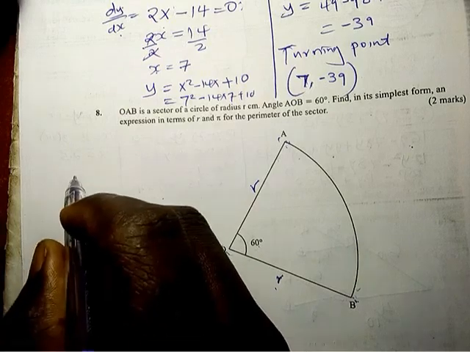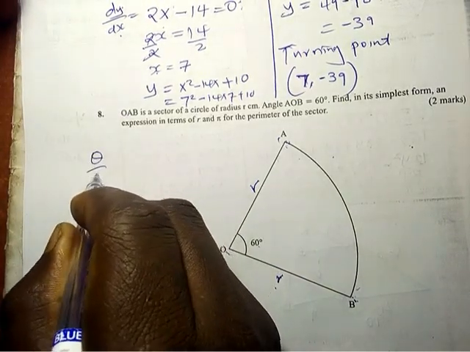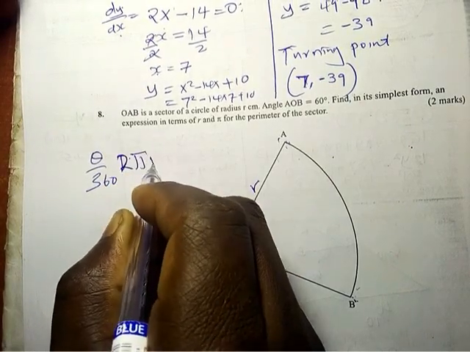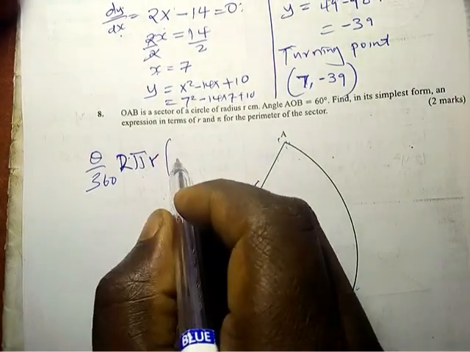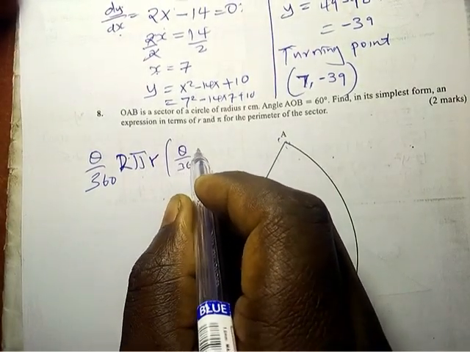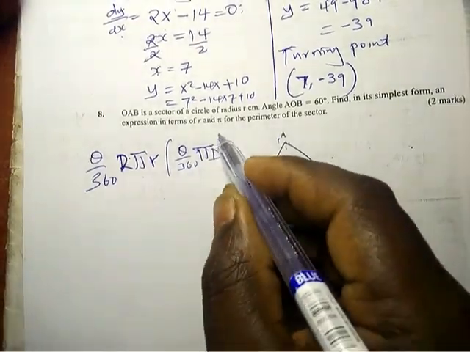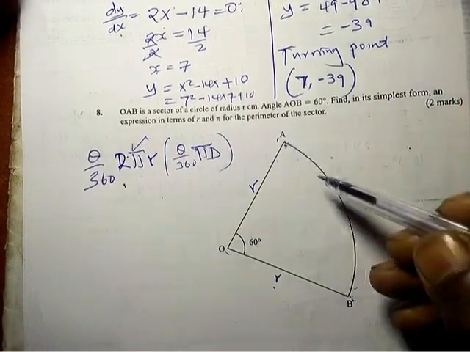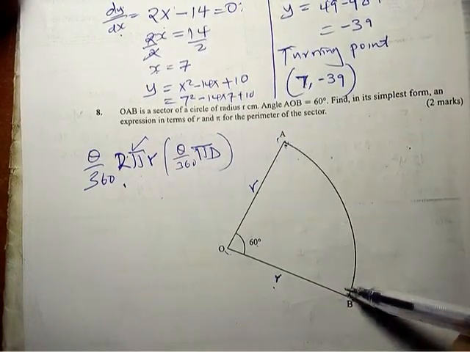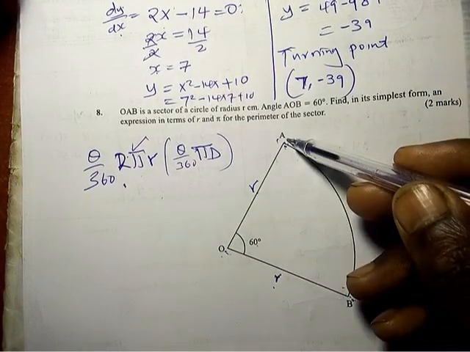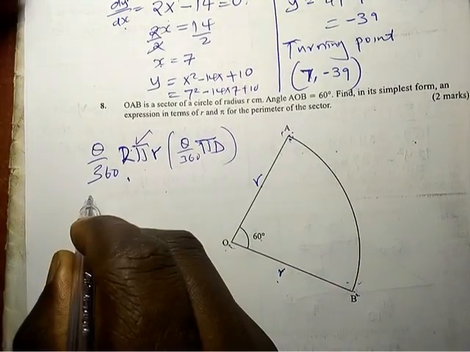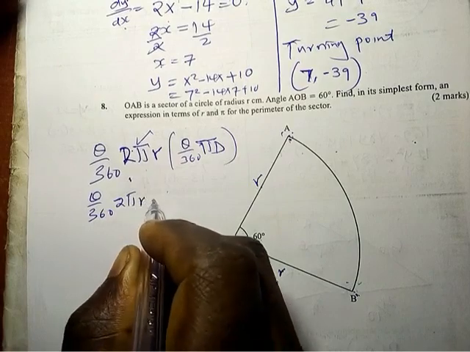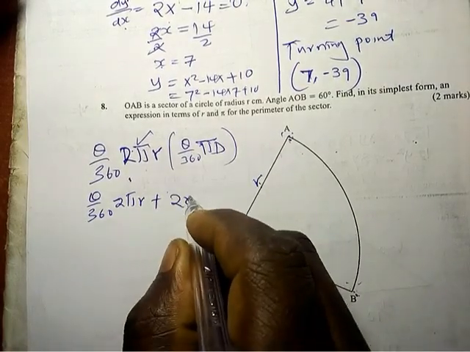How do you get arc length? The formula for arc length is theta over 360 times 2 pi r. Or theta over 360 times pi d. Because we have the radius, let us use this one. This formula gives me only the arc. But the perimeter is adding AB, BO, OA, because perimeter is adding all around. So it would be theta over 360 times 2 pi r plus r plus r, which is plus 2r.